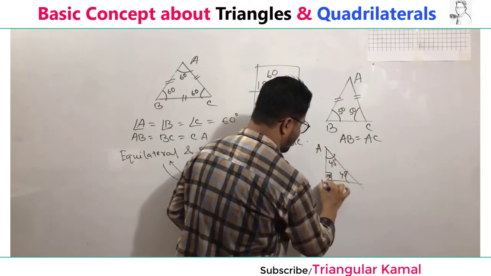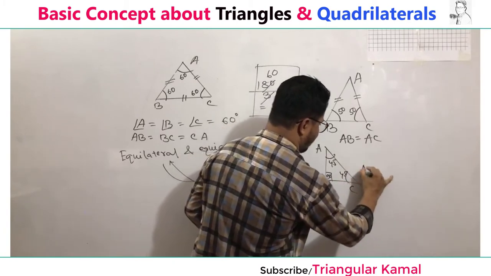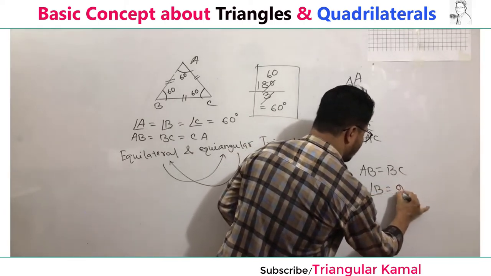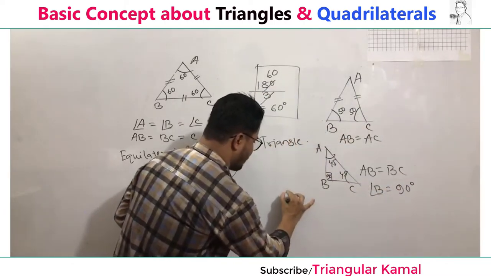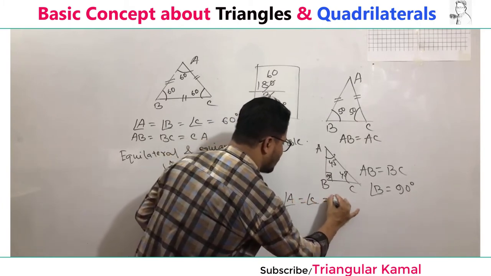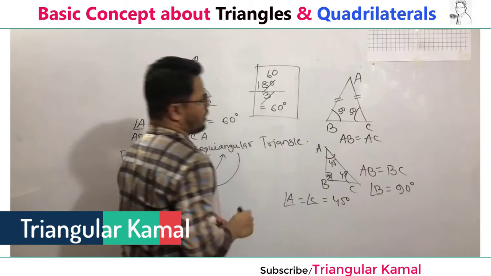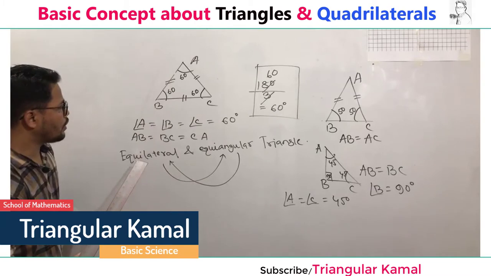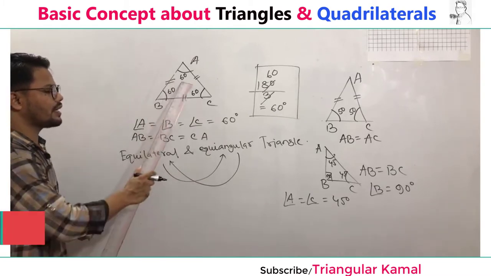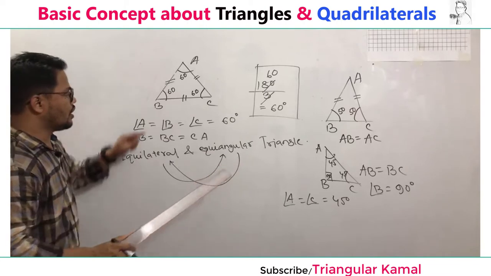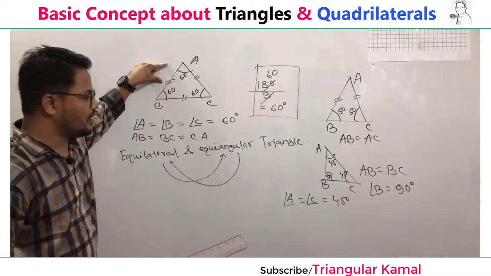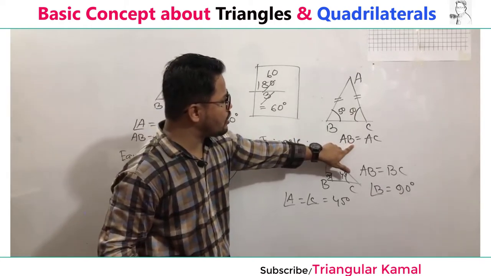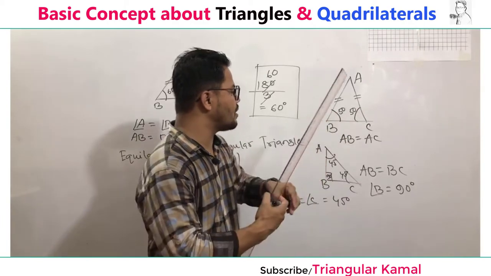So we can write here ABC, and AB equals BC, and angle B is 90 degrees, and angle A must be equal to angle C, which is 45 degrees. So my dear students, I think your concept should be clear here. An equilateral triangle must be an equiangular triangle. When the three sides are equal, then their respective three angles must be equal. When two angles are equal, the opposite sides of the angles must be equal.